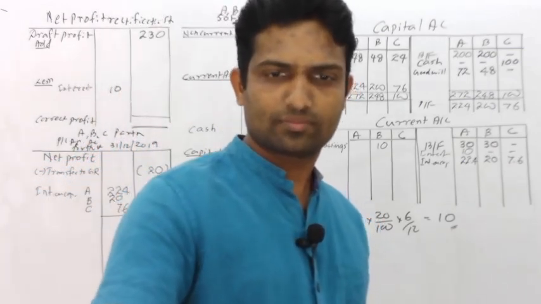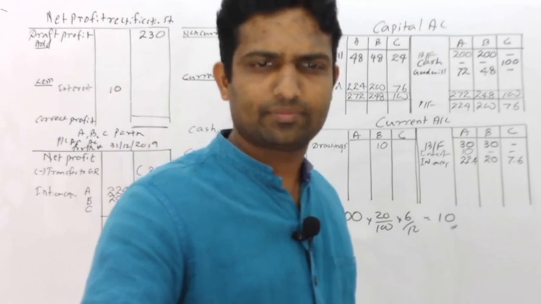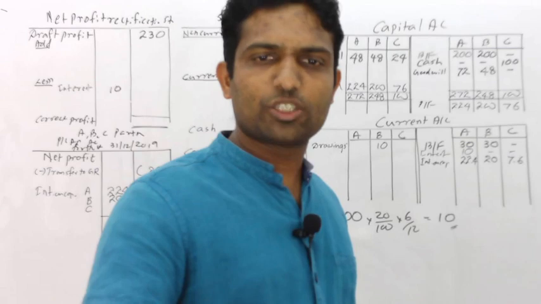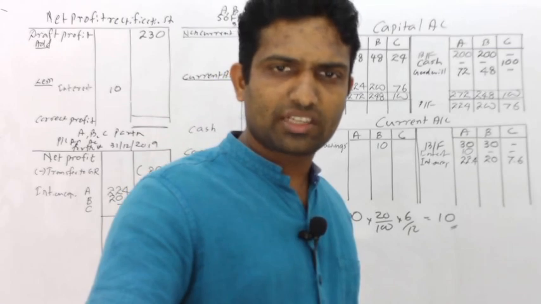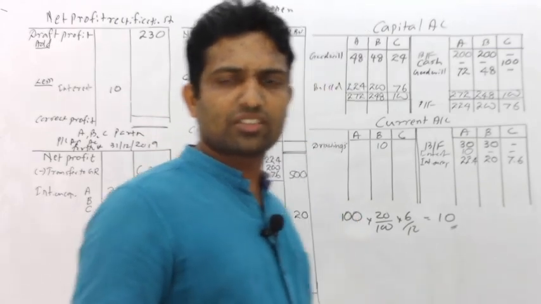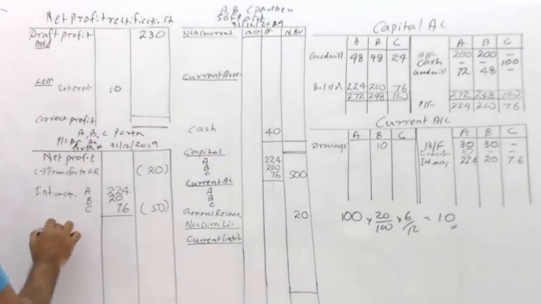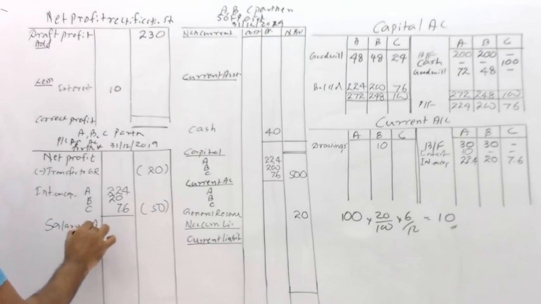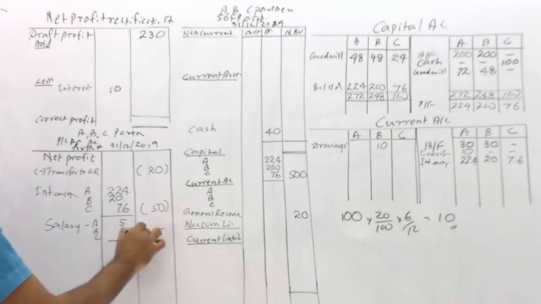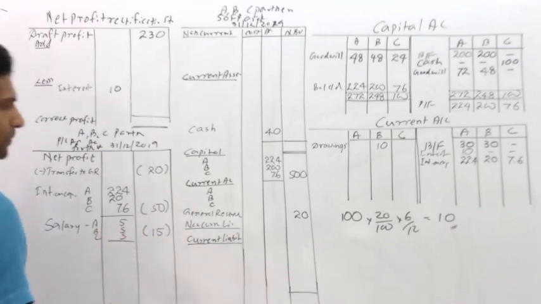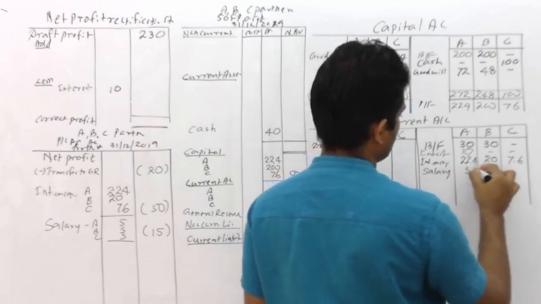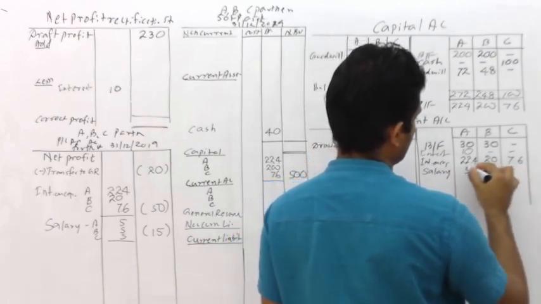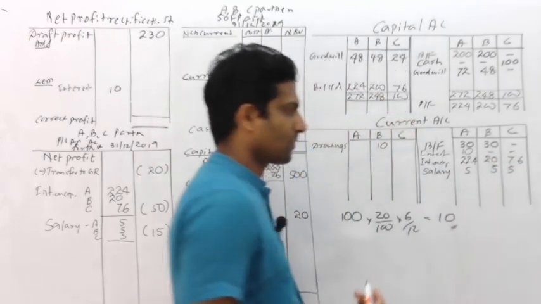Next. Annual salary of each partner is 5,000. This is the annual salary. No need to multiply this again by 12. Straight away, the annual salary given is 5,000. Take 5,000 each as salary, for A, B and C. Credit partners' current accounts, salary.